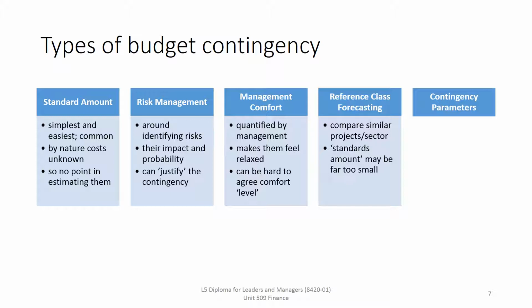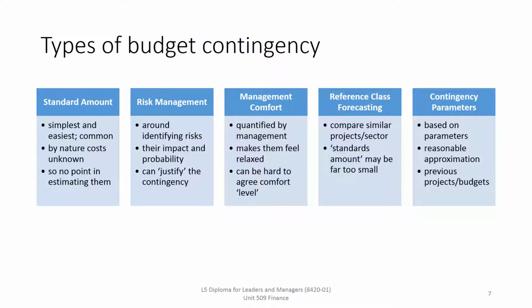And then finally, contingency parameters, normally a standard calculation for an industry or organization based on some parameters that have been reasonably approximated and agreed across the industry. They build in expected errors and risks, so they're usually based on previous projects and budgets. So it could be, I don't know, for a high-rise block of flats that has a certain type of construction or something, there might be an agreement within the building or construction industry that would require this amount of contingency.